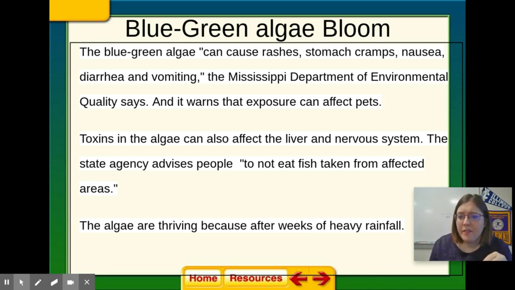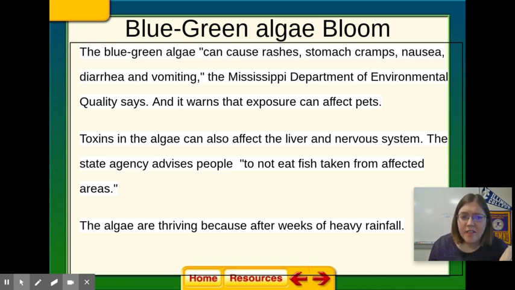One thing that we have in the Mississippi River here in the past couple years has been this blue-green algae. It's been a problem during algal blooms. You have to watch out. So usually they post signs, or they'll have it on the news to just be aware of it. One thing that I looked up from the Mississippi Department of Environmental Quality is that it causes rashes, stomach cramps, nausea, diarrhea, and vomiting if you swim during this algal bloom time.